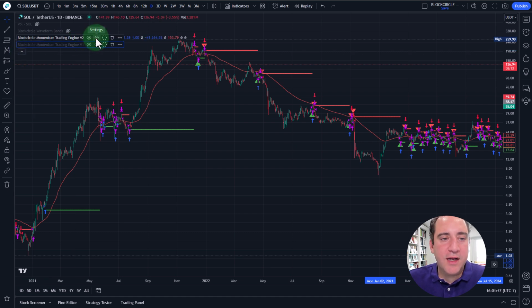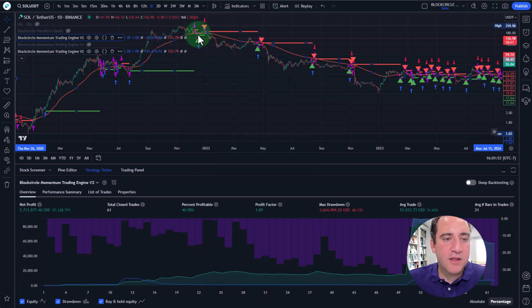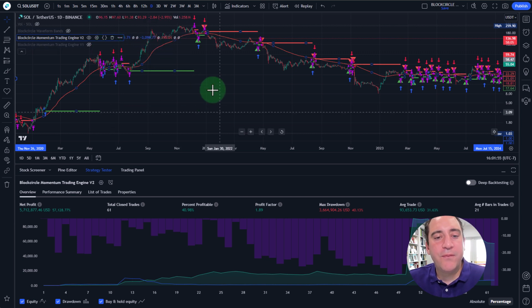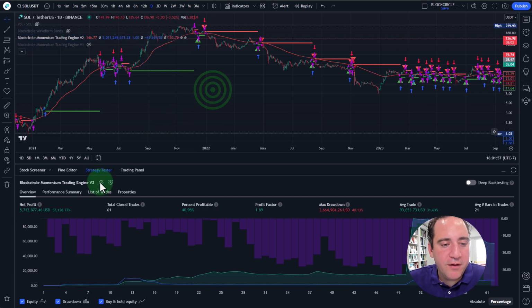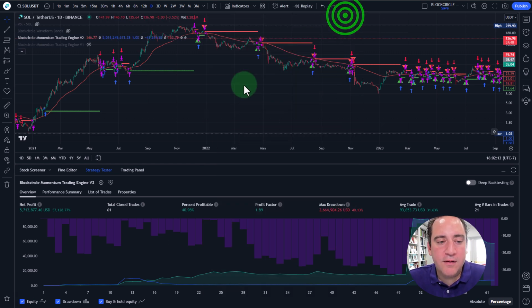And then once you add it, you go to style and then you click quantity and you remove quantity, just to clean up the chart quite a bit. So what we found is that this trading configuration goes all the way back to 2020, from the beginning of time, since the inception of Solana, all the way until today. And how it's performed is amazing.